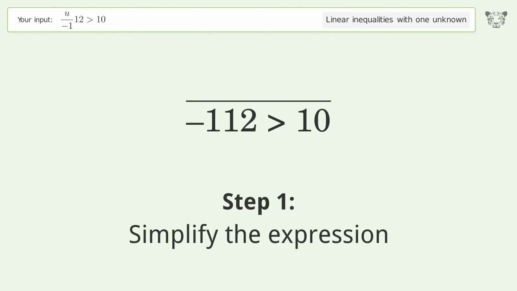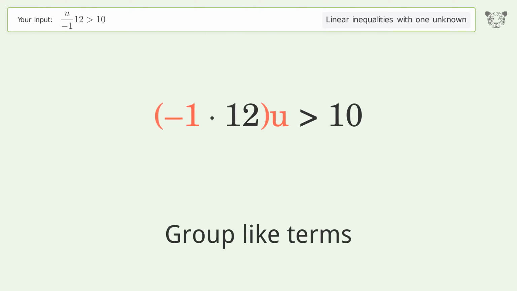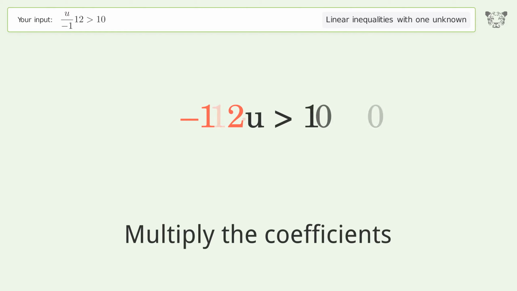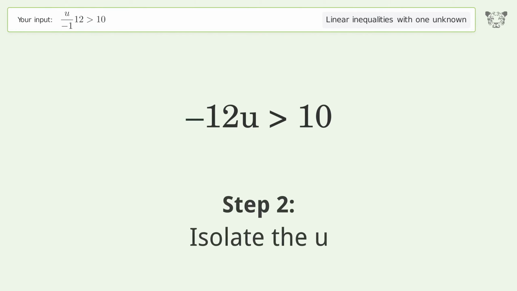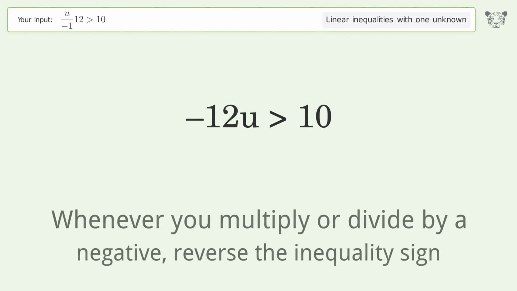Simplify the expression. Group like terms. Multiply the coefficients. Isolate the u. Divide both sides by -12. Whenever you multiply or divide by a negative, reverse the inequality sign.